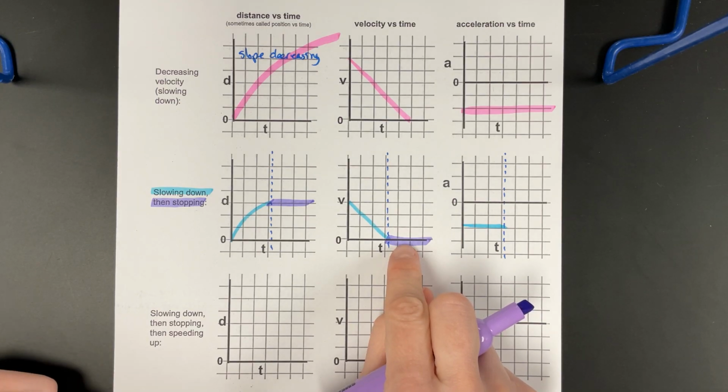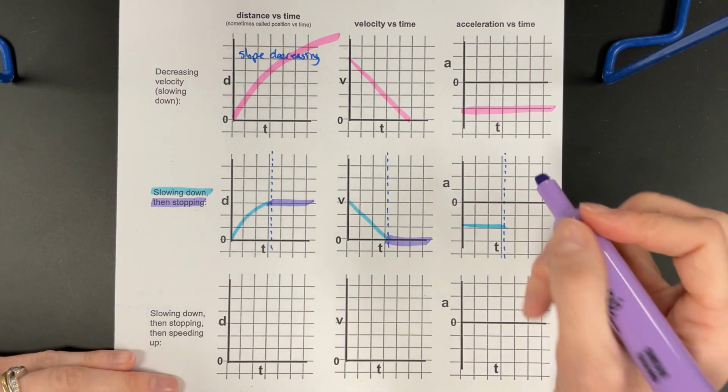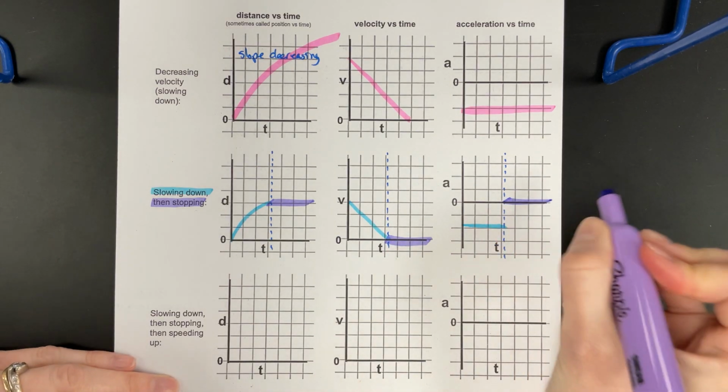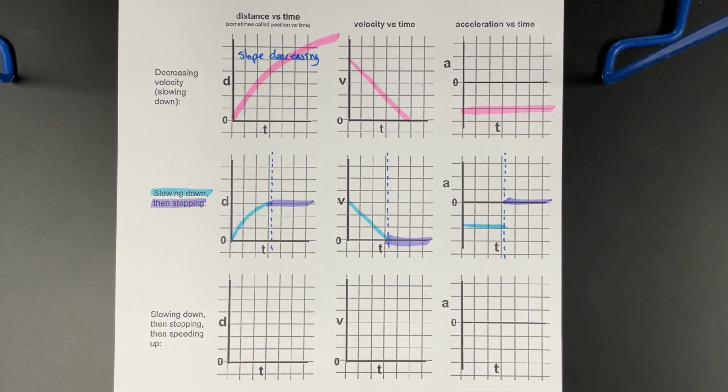If I'm not moving, what's my acceleration? 0. What's the slope of this line right here? 0. I'm going to add a quick note on that since we haven't seen that yet on one of these graphs.